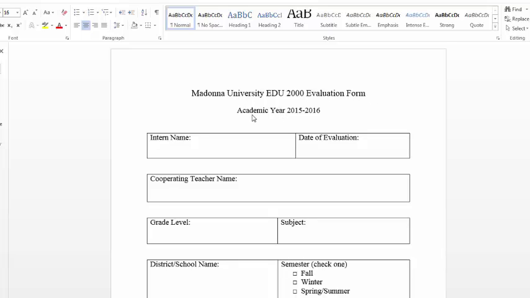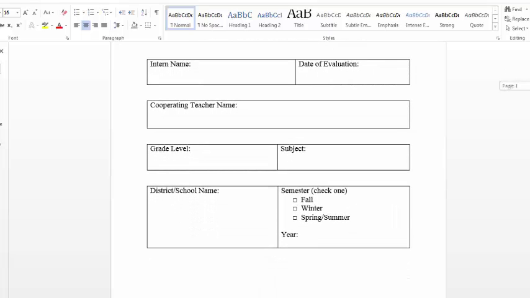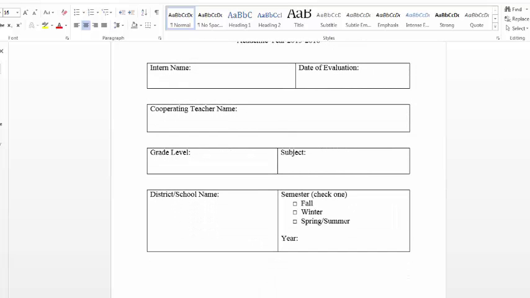top. So the first page of the form collects the demographic information of the candidate, the cooperating teacher, and the school district, grade level, and subject area. Please make sure this is completed in full. And also check which semester the clinical experience occurred and the year that it happened.